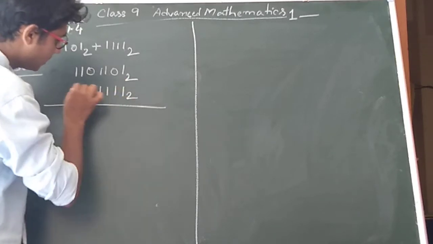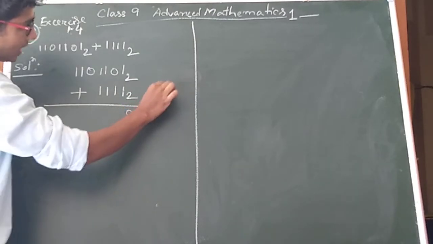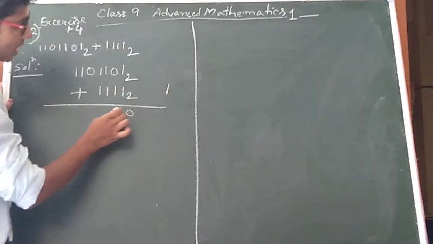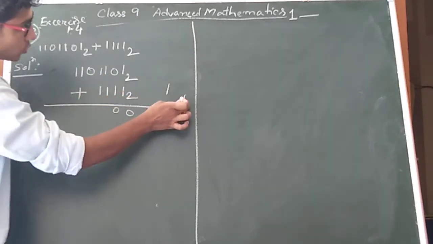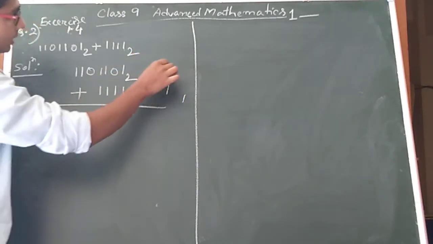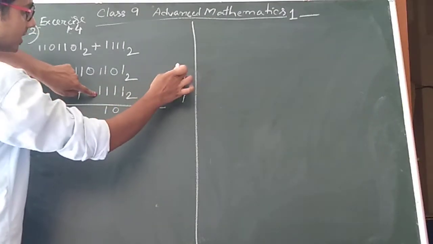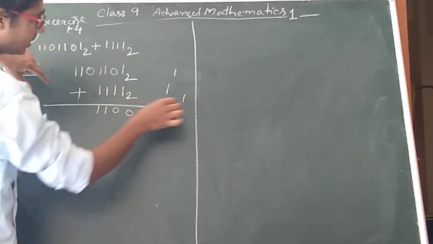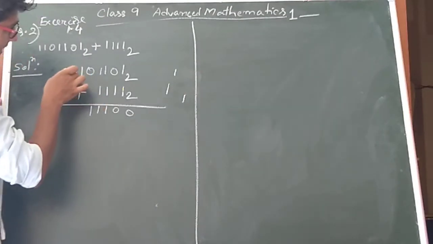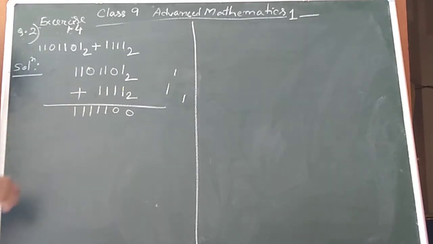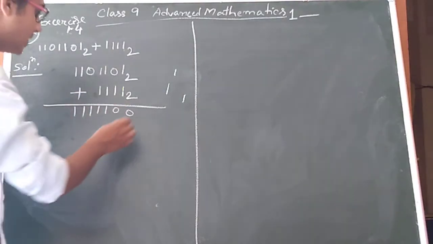How to add? You know, 1 plus 1 is 10, write 0 and carry 1. Again 1 plus 1 is 10. 10 plus 1 is 11. Again 1 plus 1 is 10, and 10 is added with this one, that is 11. Again 1 plus 0 is 1, and these two ones come down. The result is 1111100.